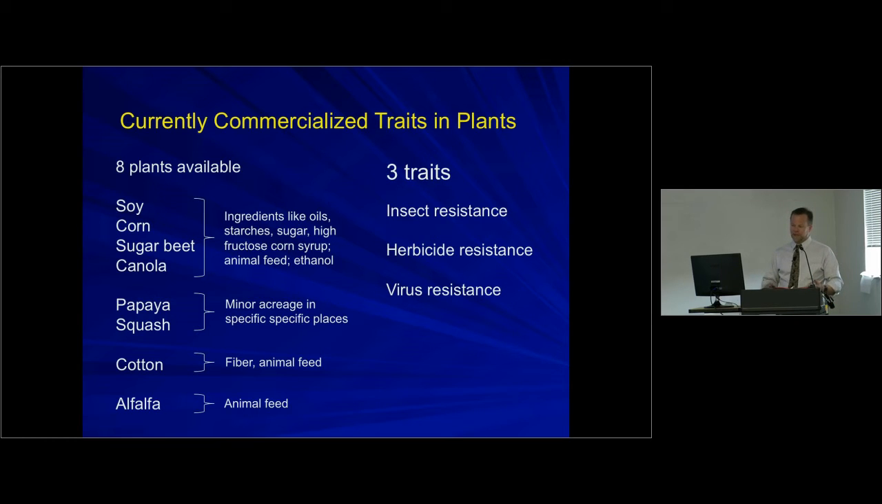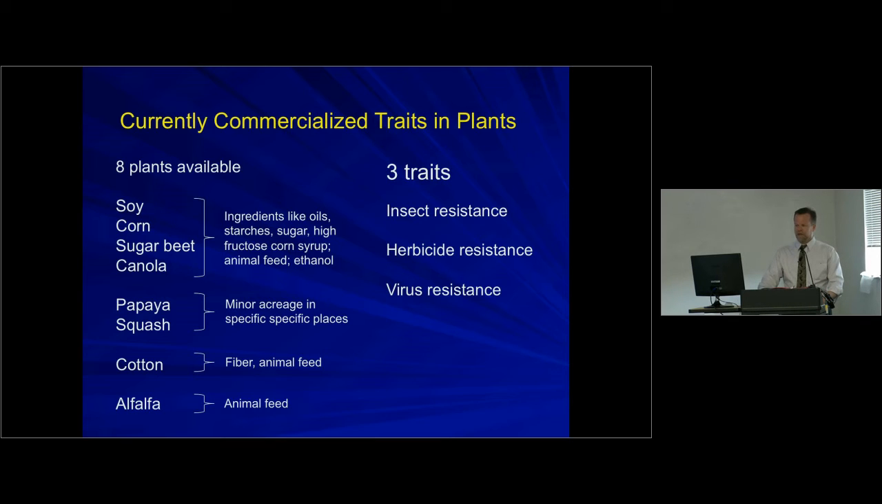Papaya from Hawaii and a small acreage of squash are genetically engineered to be virus resistant. We'll talk about that today. And then cotton, which is for fiber, and some for animal feed. And alfalfa, which is grown for animal feed. Those are the only ones that are genetically engineered and currently commercially available on any major scale. There are a few other exceptions, but this is the major rule.